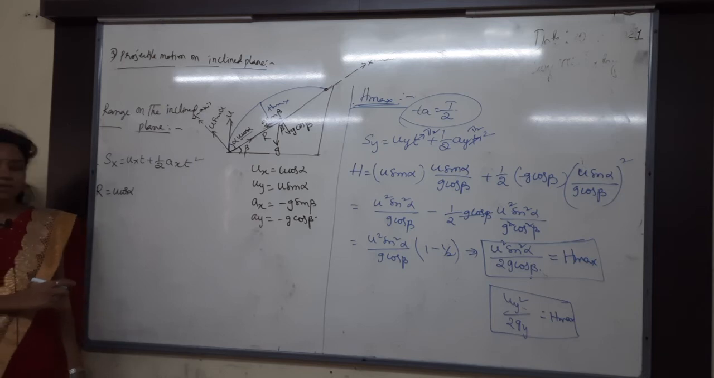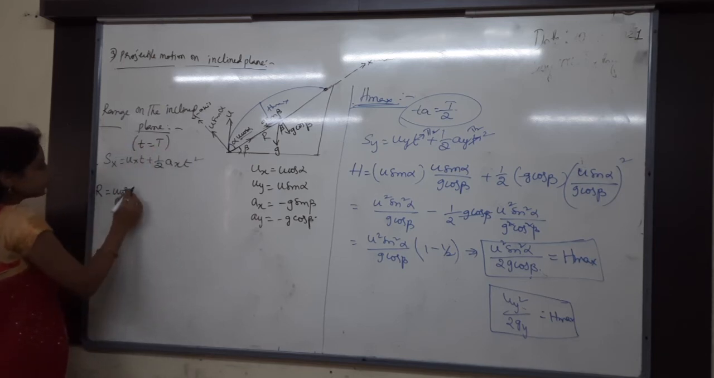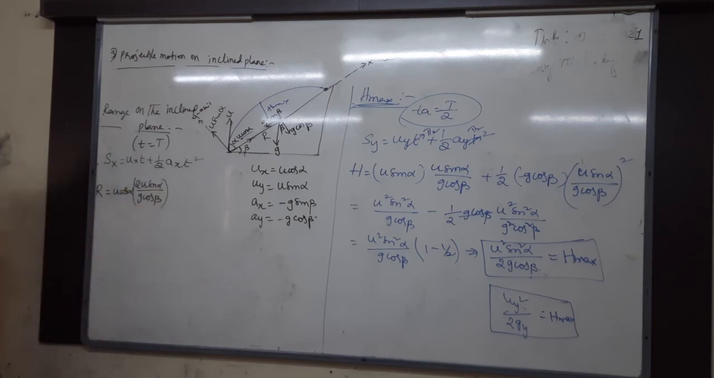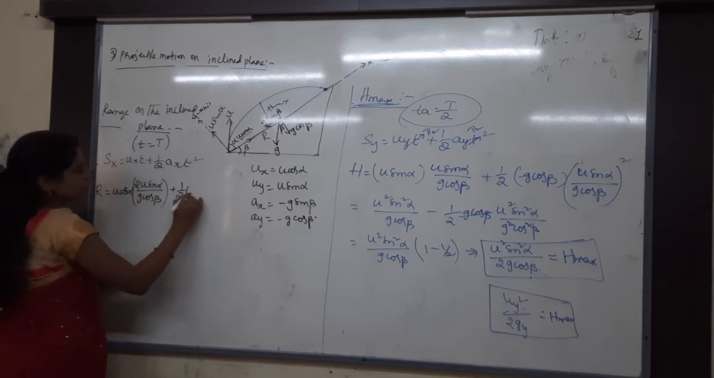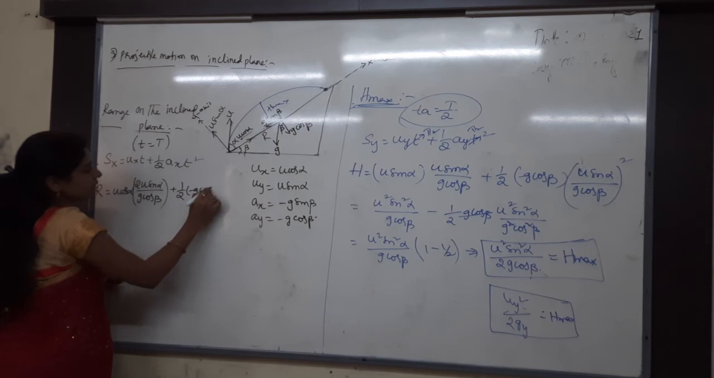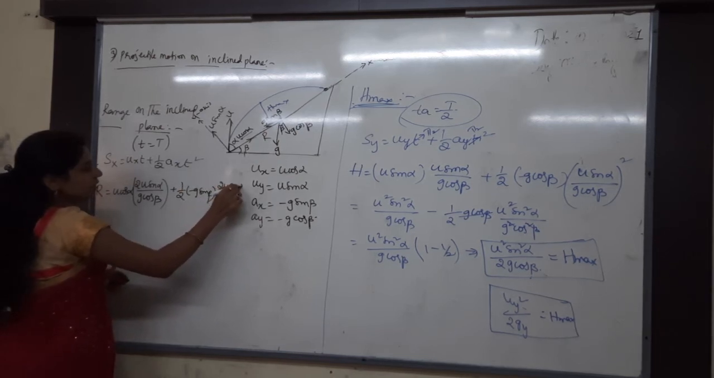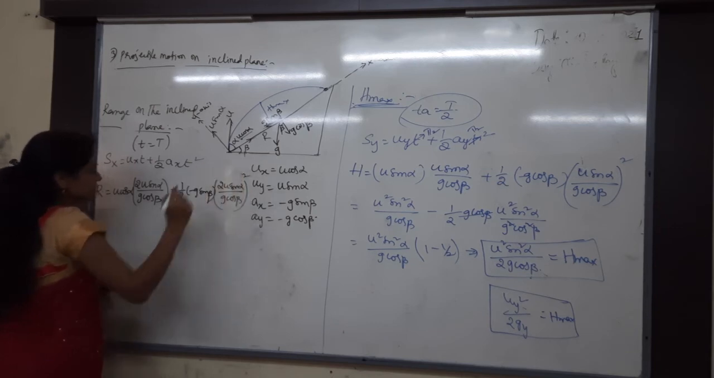Total time of flight, that is capital T. Then what is the capital T formula? 2u sin alpha by g cos beta. Just like 2u sin theta by g only, but here you have to put an extra cos beta, that's it. Plus half into, what is the ax value? Minus g sin beta. And then what is the t value again? 2u sin alpha by g cos beta, whole square.